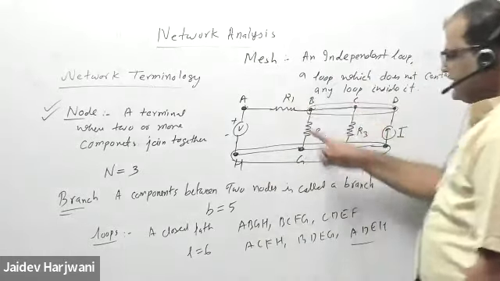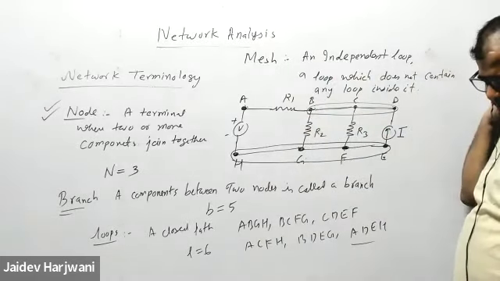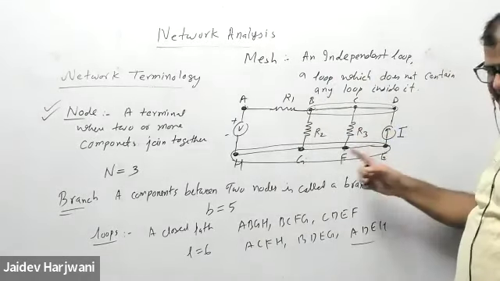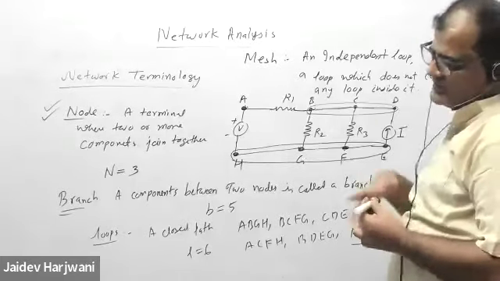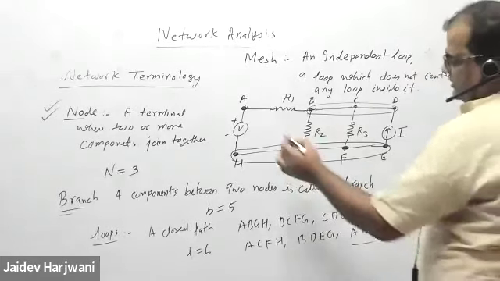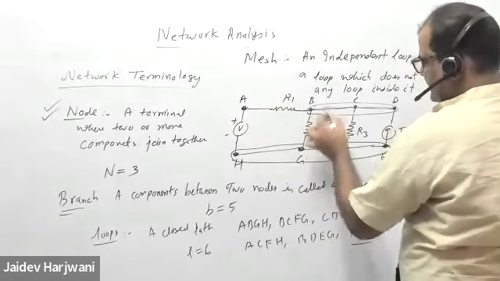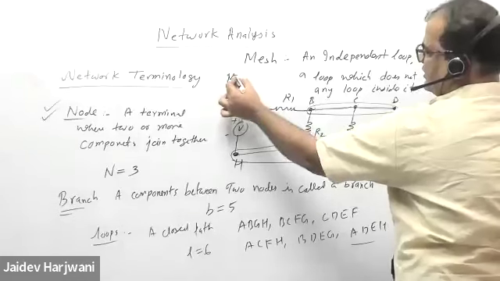How many meshes are there in the circuit? Tell me. How many meshes are there in this network? Three. So there are only three: this one, this one, this one. So the number of meshes is only three.